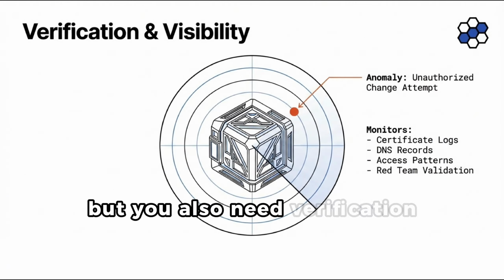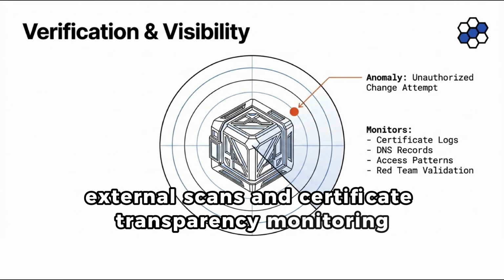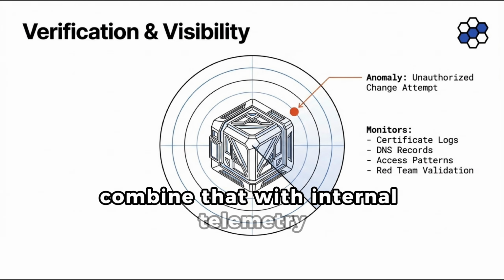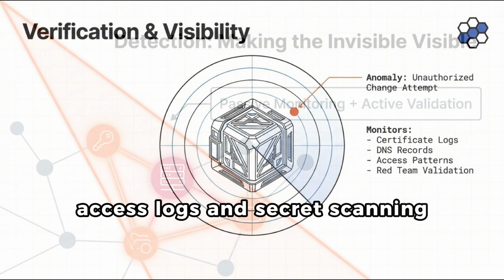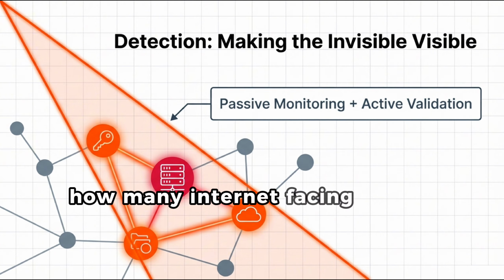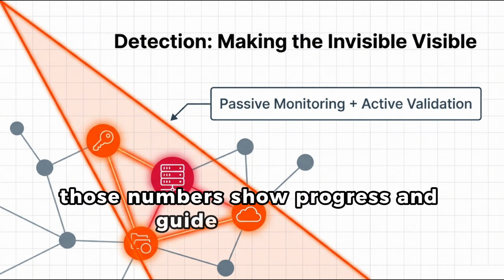But you also need verification. External scans and certificate transparency monitoring tell you what the outside world can see. Combine that with internal telemetry, cloud inventory, access logs, and secret scanning, and you have a feedback loop. Track metrics: how many internet-facing assets you have, how quickly you remediate exposures, and how often guardrails are violated. Those numbers show progress and guide investment.